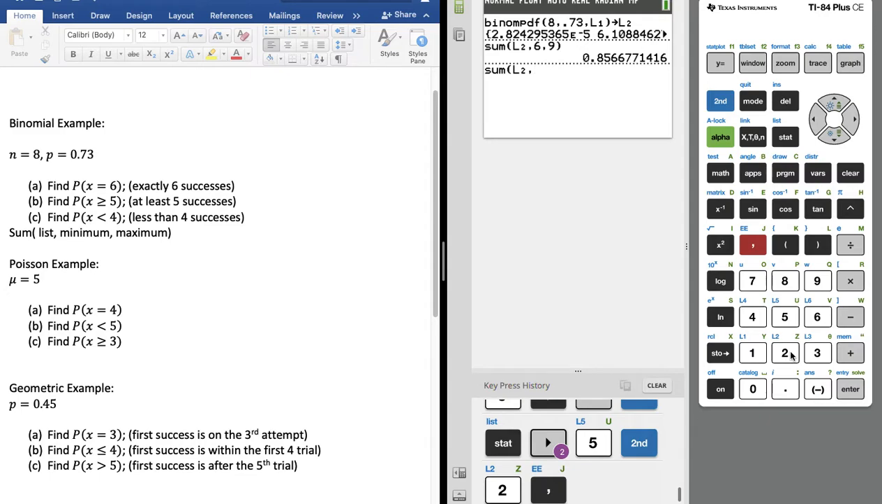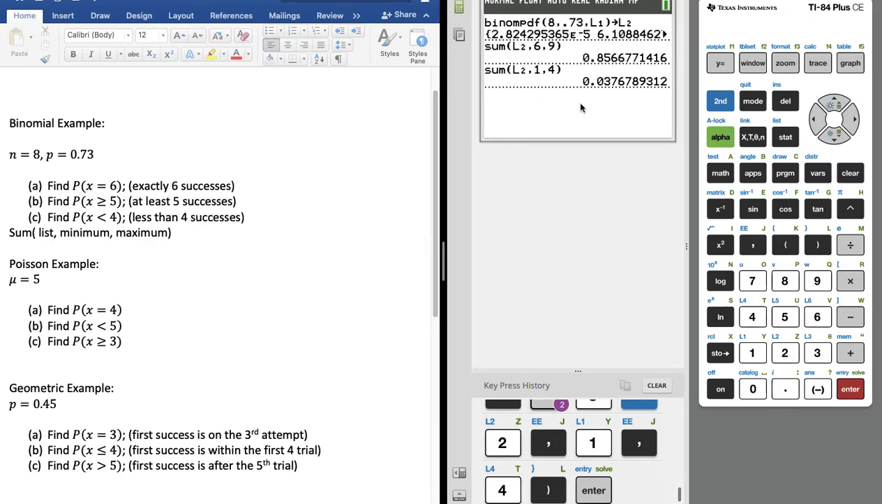Okay, so this is less than 4, so we could have 0 successes, which is on row 1, all the way up to 3 successes, which is actually on row 4. Close parentheses. And so the probability of having less than 4 successes is actually just around 4% chance. Okay, which makes sense because the probability of success, if you look over here, is fairly high.